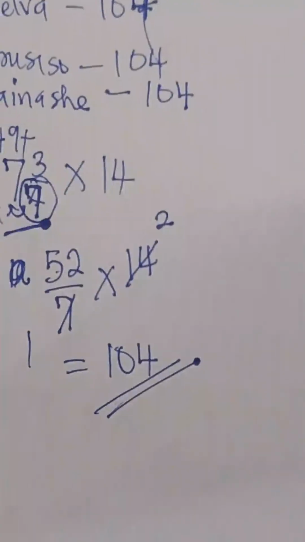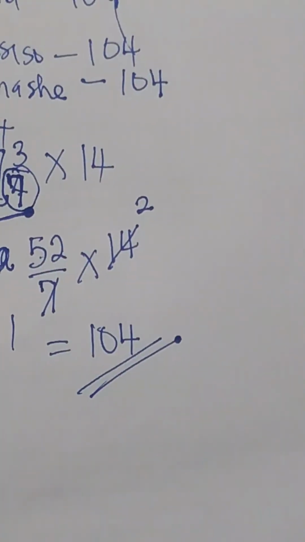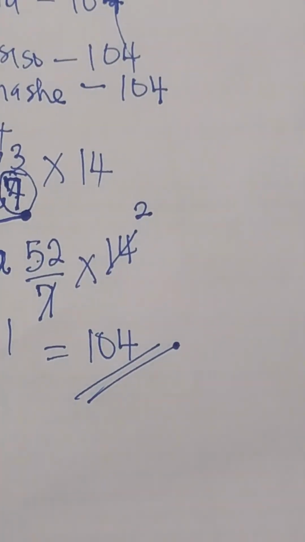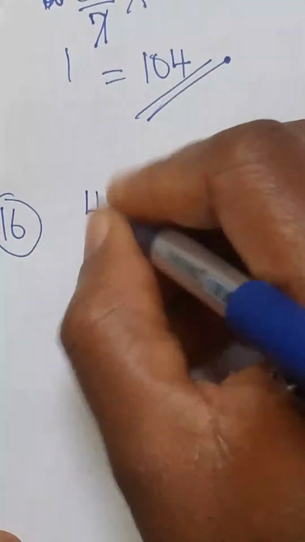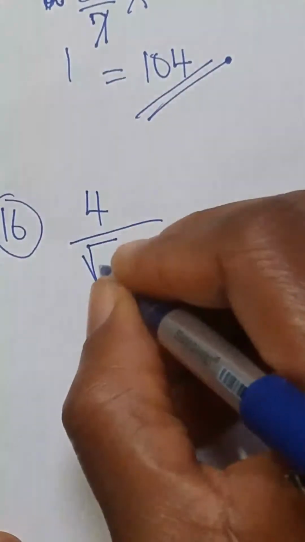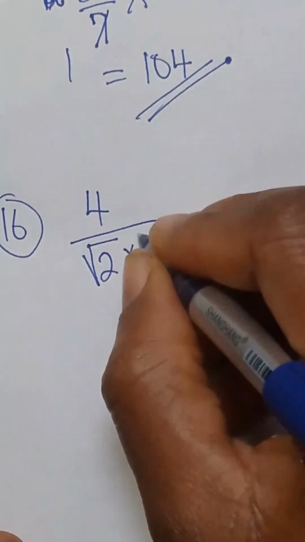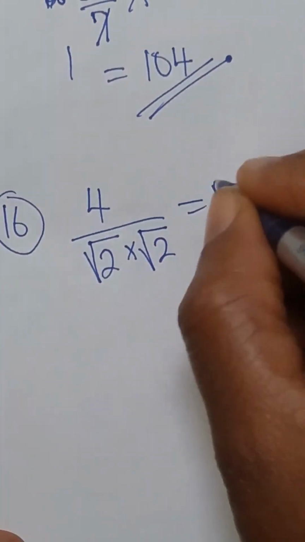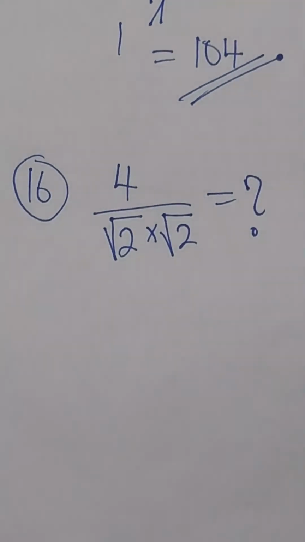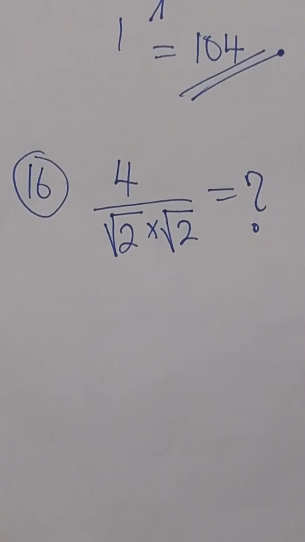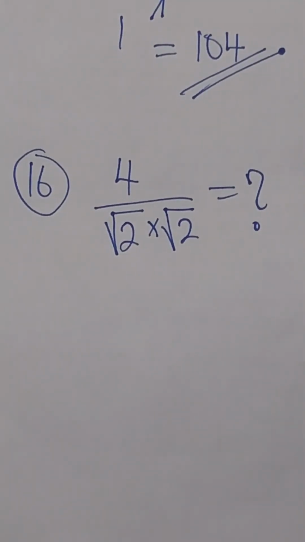Okay. So the next question is, go to the next question, number 16. Okay. Solve for 4 over square root of 2 multiplied by square root of 2 and drop your answer. So this is question number 16. We are about to end. Once we solve 4 more questions now, we'll be over.